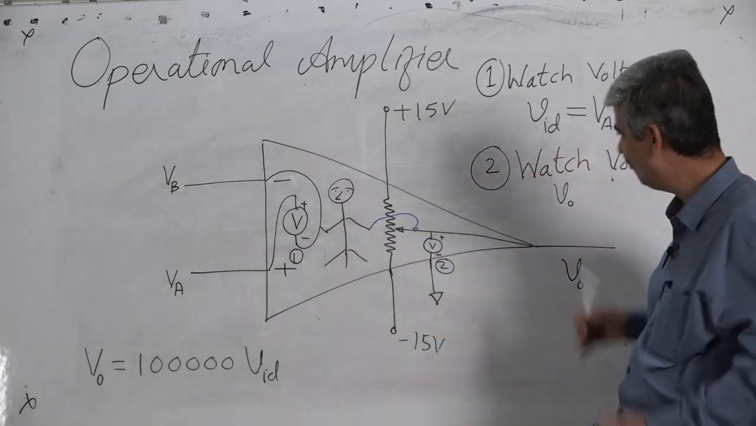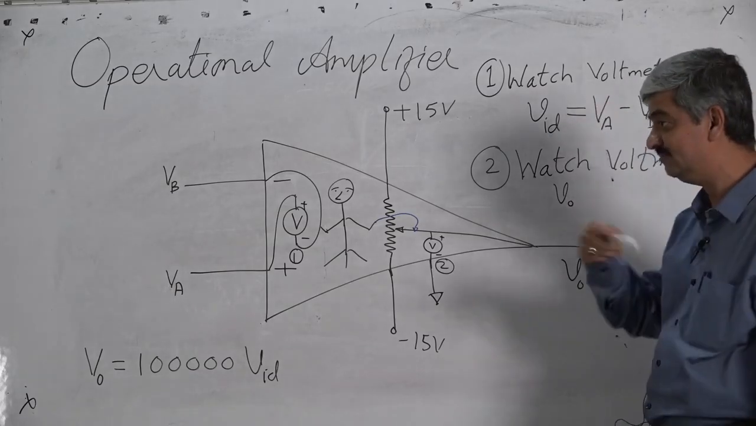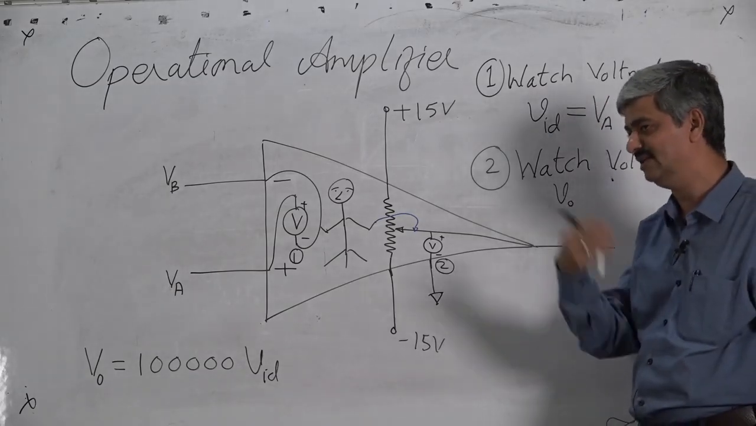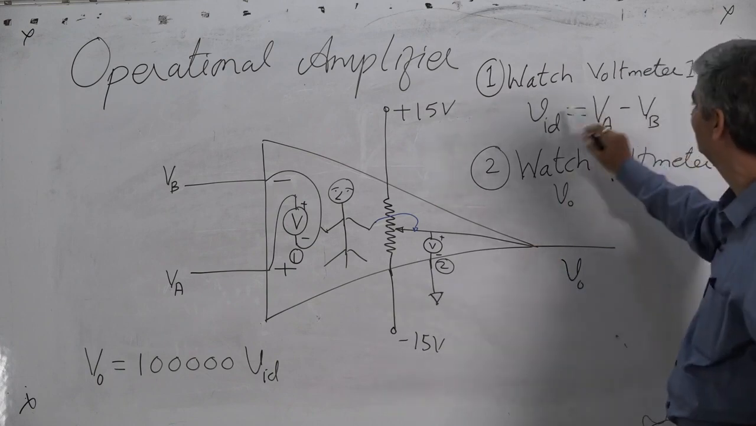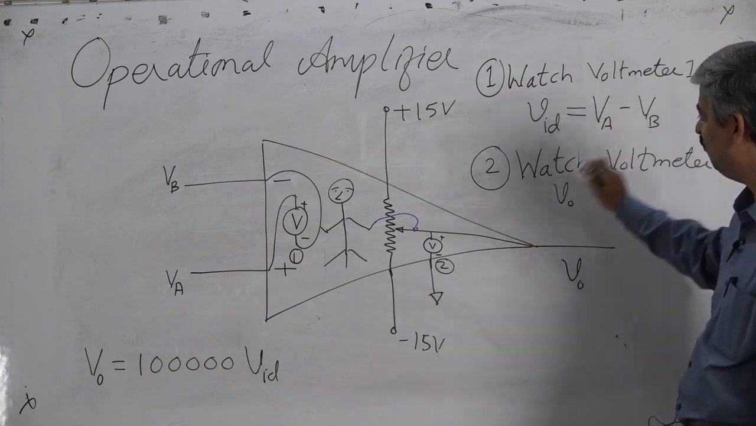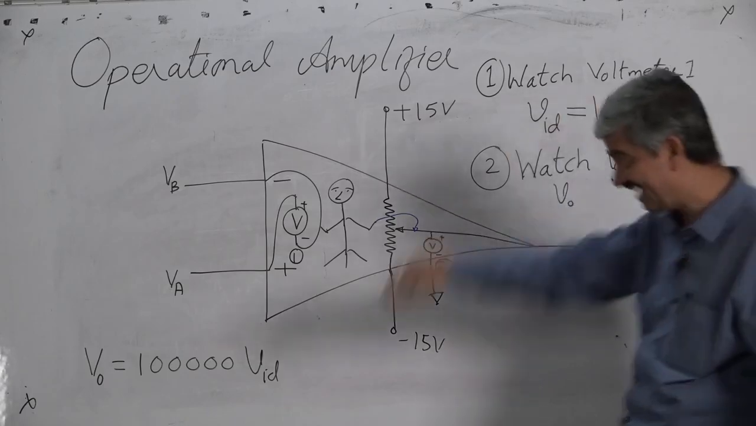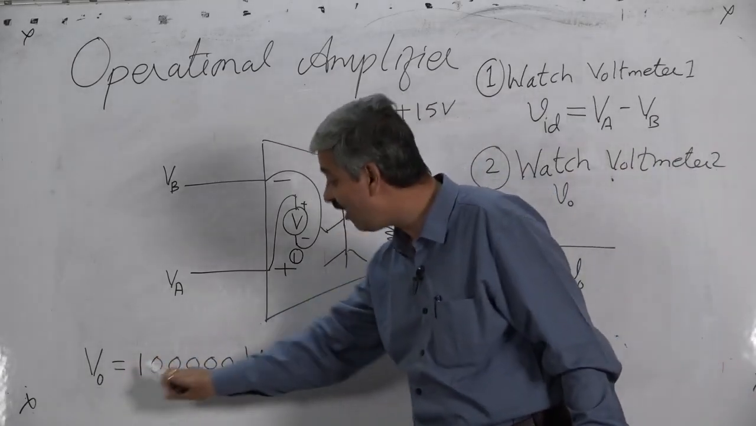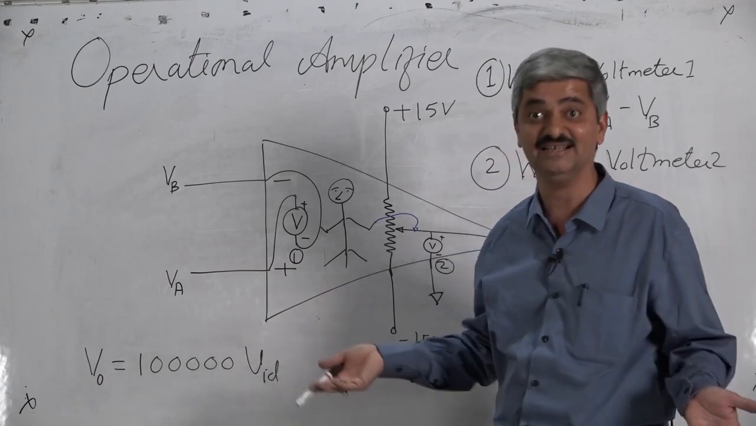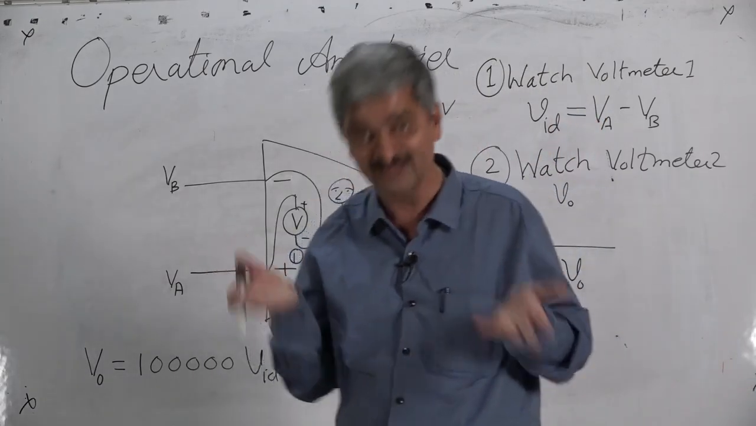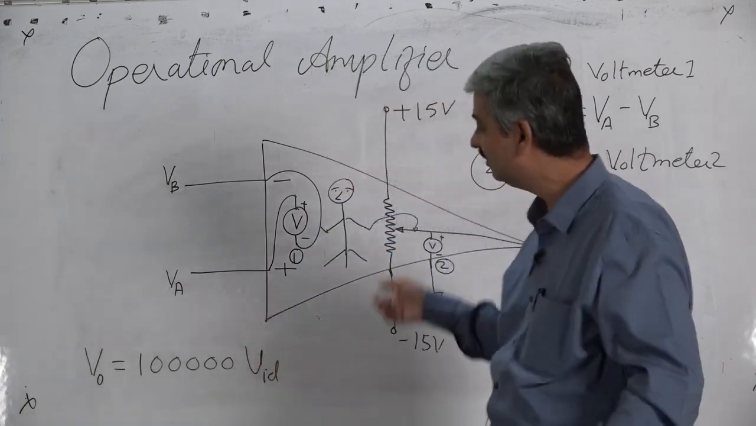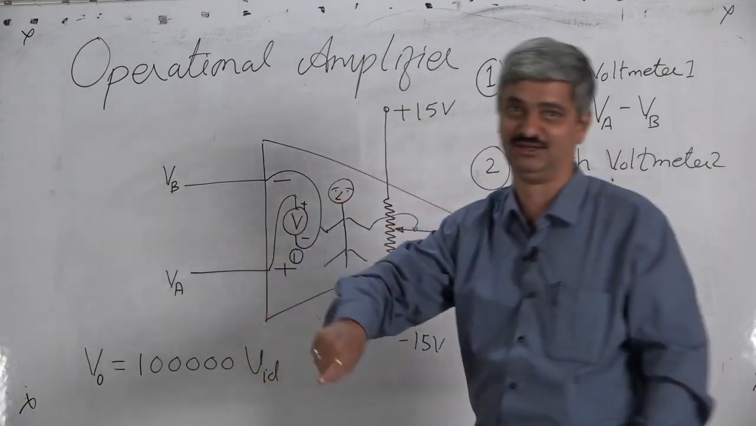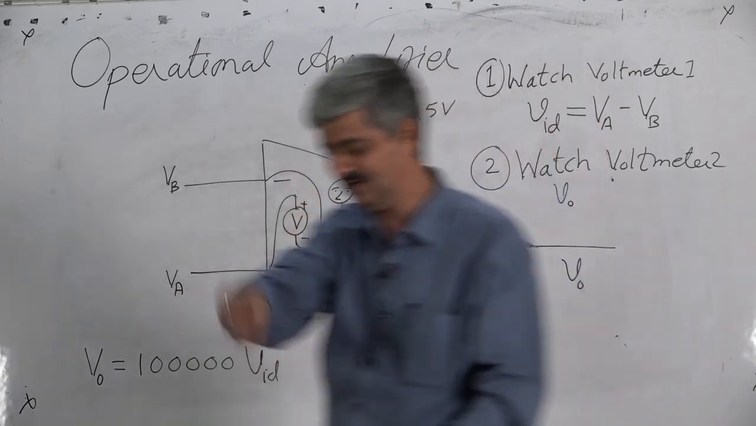So what I will say is, watch. After the lecture you may feel, why did I tell you to watch first and not act? Watch voltmeter 1, watch voltmeter 2, check whether VO is already 1 lakh times VID, maybe coincidentally. Then you are not expected to do anything, just like you can accidentally pass. So check whether it is there.